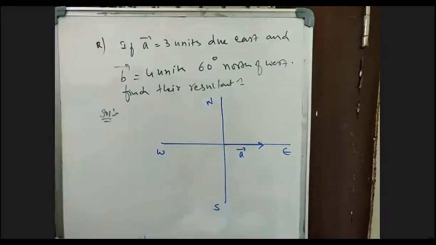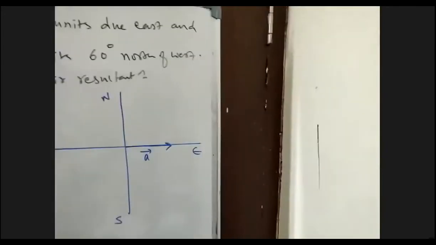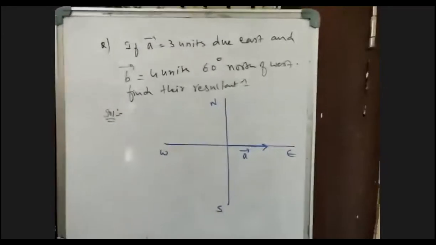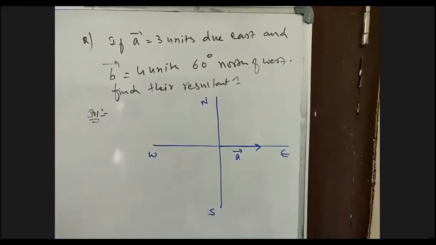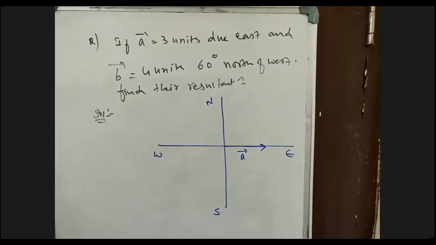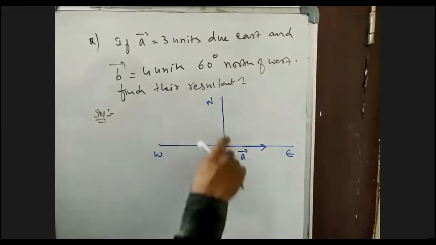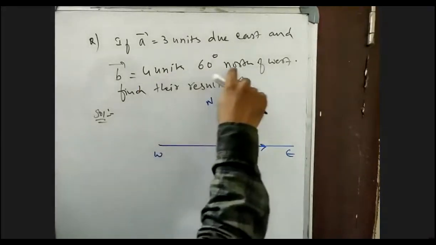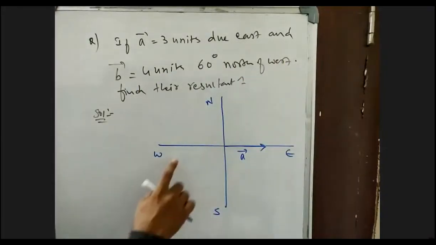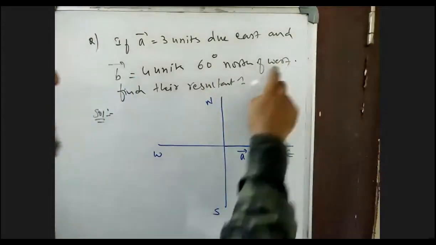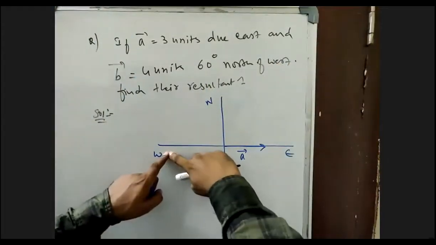Sir, the angle theta is 120. Very good. Excellent. 120 is the angle. So now where is B bar? B bar is 4 units north of west. Means what will you do? Standing on west, go 60 degrees towards north.